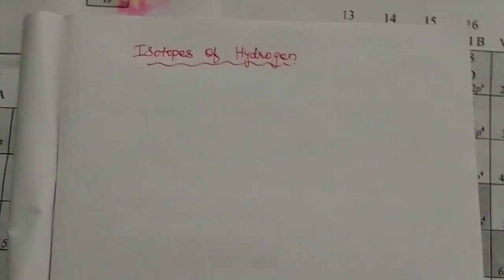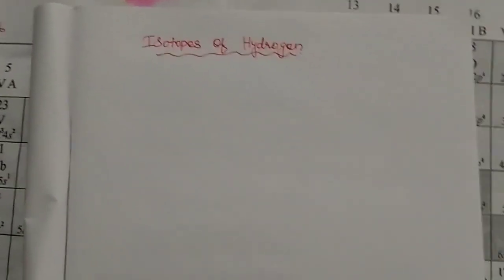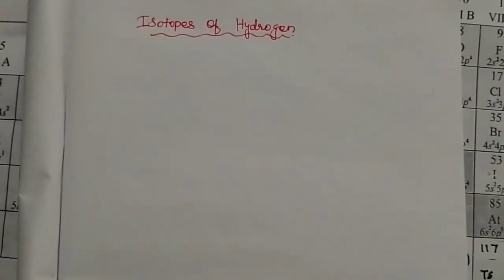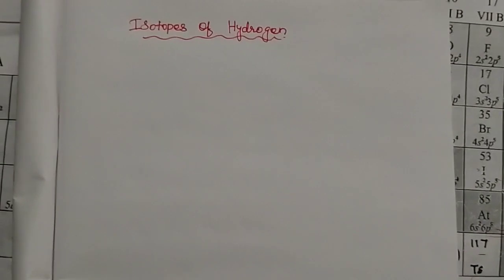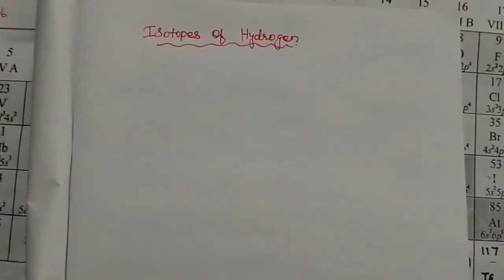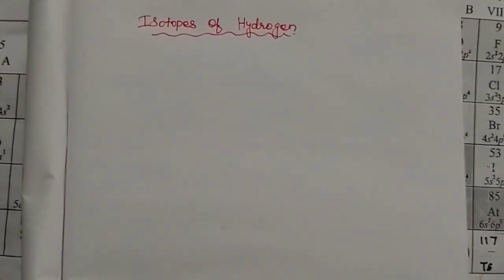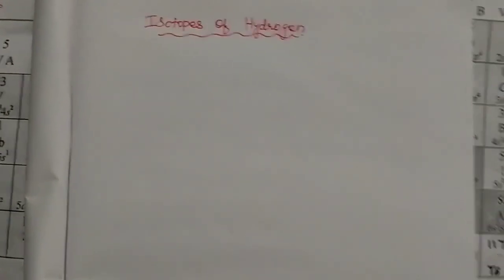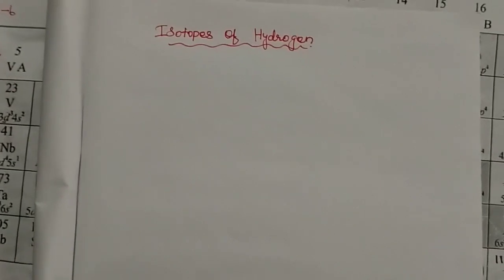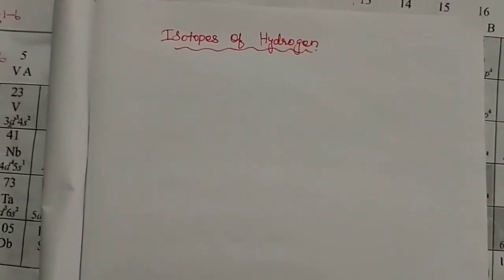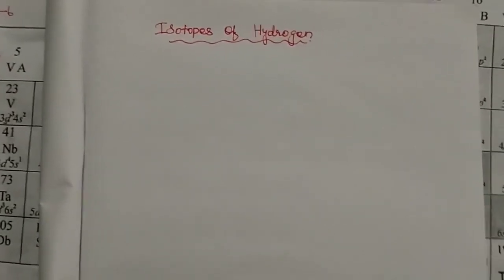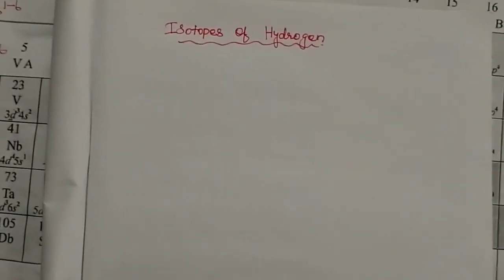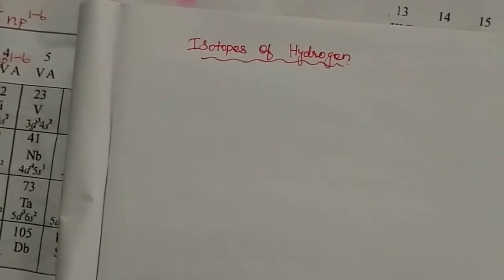Good afternoon, dear students. In the previous class we discussed Unit 4 Hydrogen, the introduction of hydrogen and the position of hydrogen in the periodic table, and the similarities between hydrogen and alkali metals and between hydrogen and halogens. Today's class we are going to discuss isotopes of hydrogen, ortho and para hydrogen, and then the preparation of hydrogen.